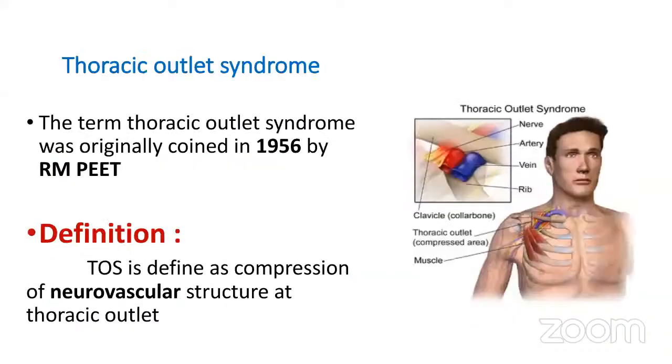Now, what is thoracic outlet syndrome? The term thoracic outlet syndrome was originally coined in 1956 by Peet. Definition: TOS is defined as compression of neurovascular structures at the thoracic outlet. But in the thoracic outlet area, there are three sites for compression. First is the scalene triangle, second is the costoclavicular space, and third is the subcoracoid space. We will see it later.